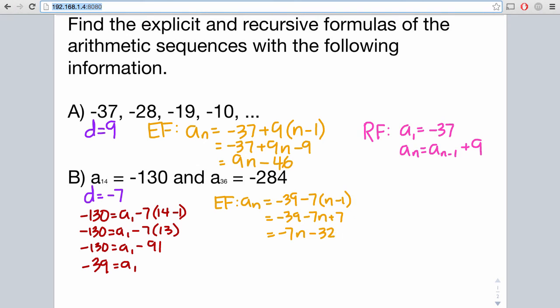For our recursive formula, what we want is our first term. The second piece is going to be a_n equals a_(n minus 1) plus our common difference. And again, you need both of those parts. And that's it.